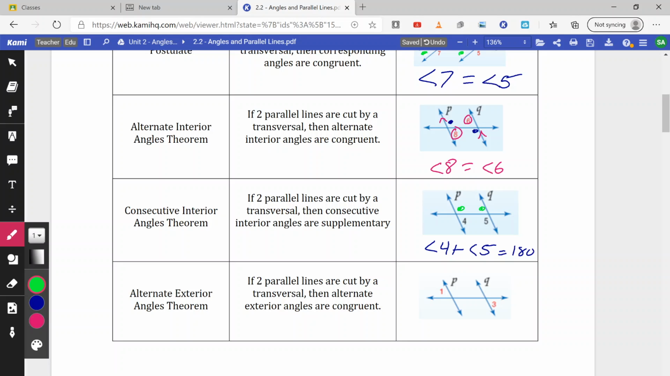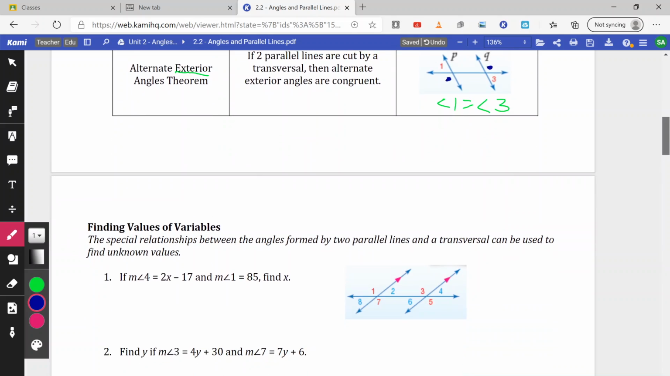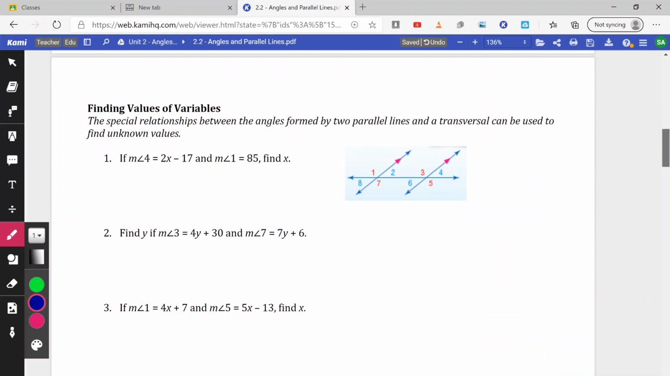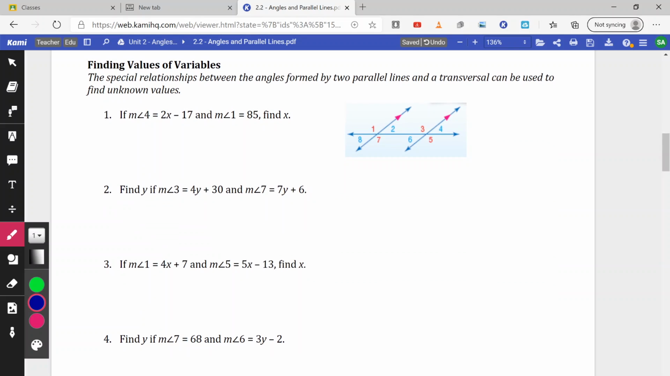And then alternate exterior angle theorem, same thing as alternate interior angle theorem, states two parallel lines cut by a transversal. In this case, the exterior angles are going to be congruent. So angle 1 is going to be equal to angle 3 in our case. And we could also say the other pair of alternate exterior angles are also going to be equal. And we can use these relationships to find the angle measures, and we can find missing variables.